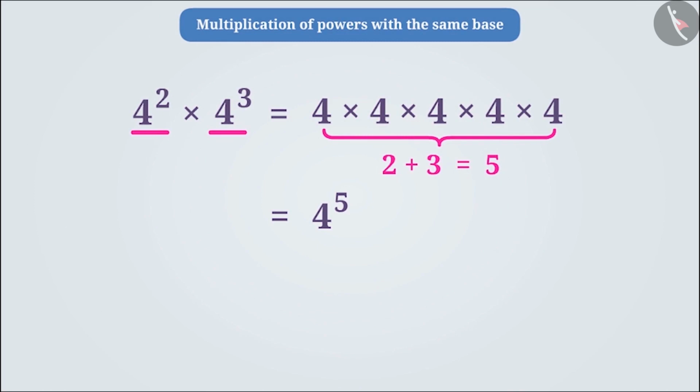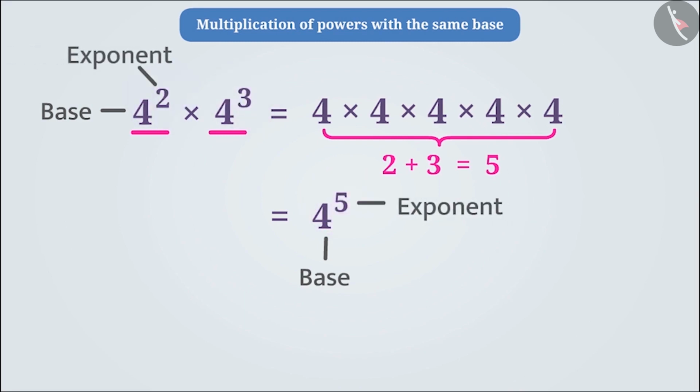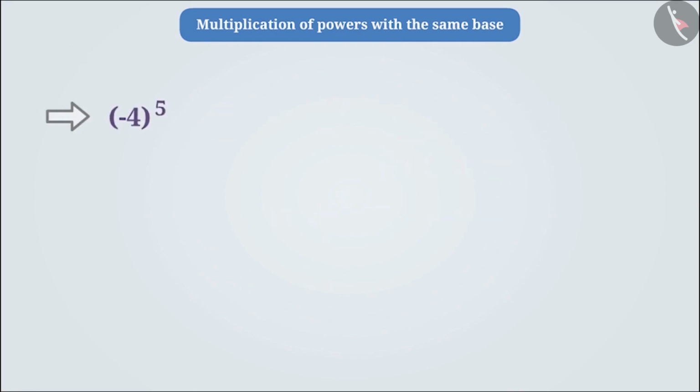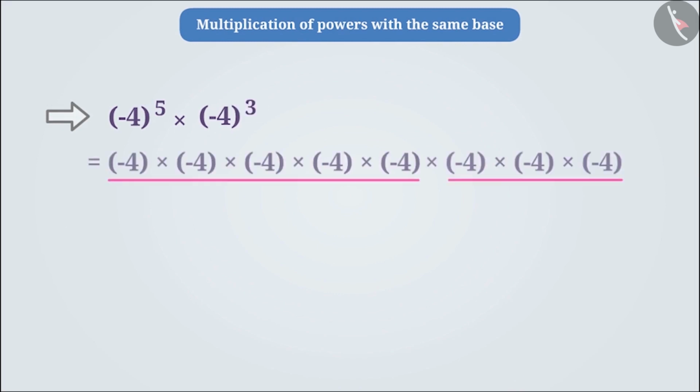Now you can see that the base of the numbers multiplied is equal to the base of the result, and the sum of the exponents of the numbers to be multiplied is equal to the exponent of the result. Let's take another example. We can write minus 4 to the power of 5 into minus 4 to the power of 3 is equal to minus 4 to the power of 8. Here also, you can see that the sum of the exponents of the numbers to be multiplied is equal to the exponent of the result.